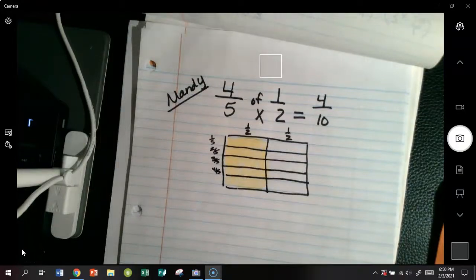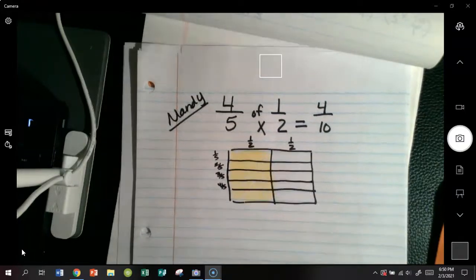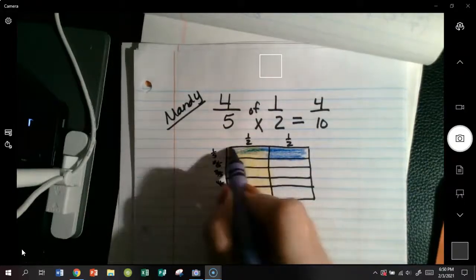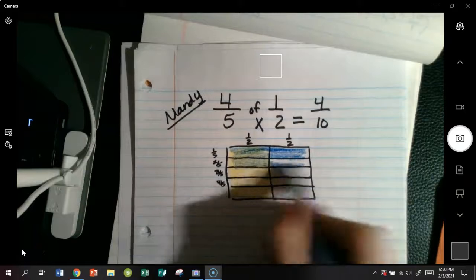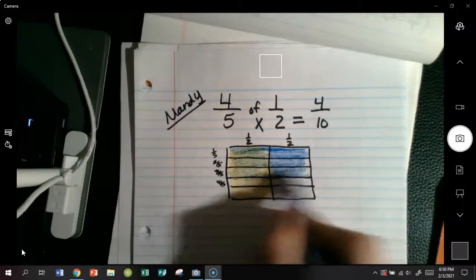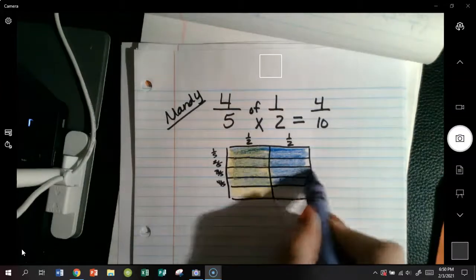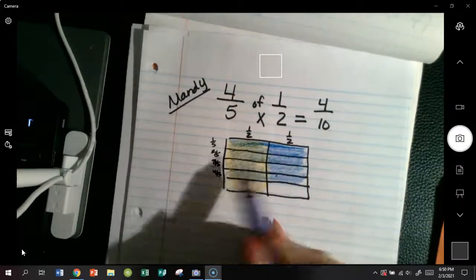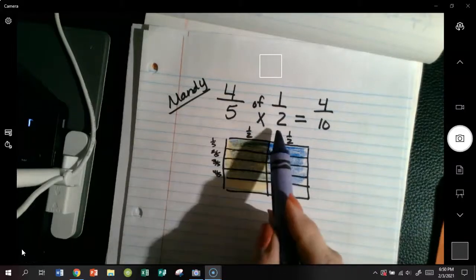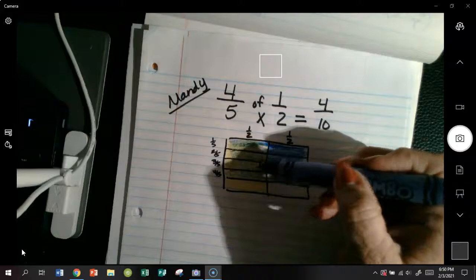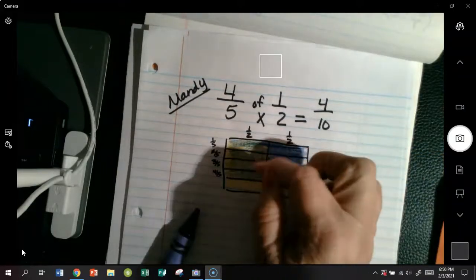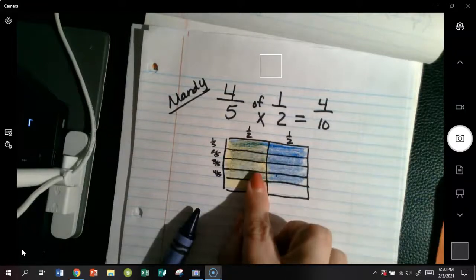But remember, I only want to know what 4/5 would be. So I'm going to color in with my giant jumbo blue crayon 4 of those fifths. Now the fifths go all the way across, so you do have to color in all the way across. And I've colored in 1/5, 2/5, 3/5, and 4/5. But I'm only interested in knowing what 4/5 of the 1/2 is. So I'm looking at what has turned green. That's the double coloring. And I have 1, 2, 3, 4 colored in.